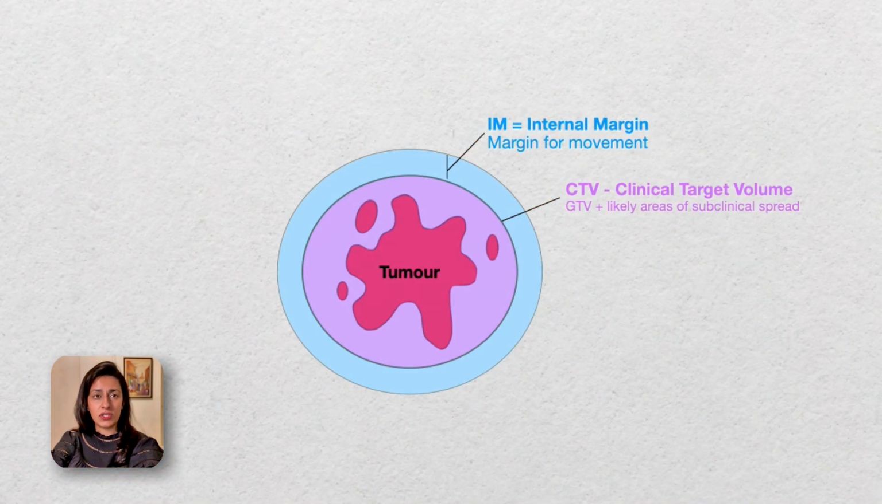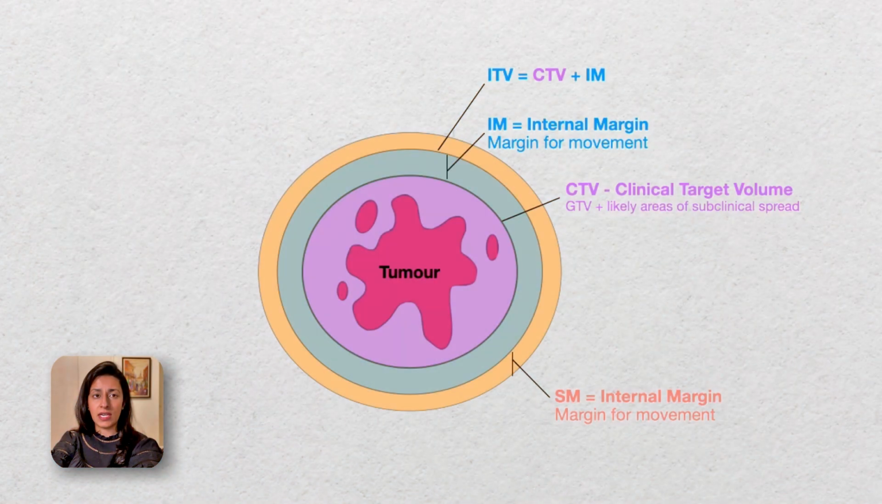The ITV is the internal tumor volume. It's a combination of the CTV and the internal margin. This ensures that the tumor remains within the radiation field throughout the treatment. This is used in 4D planning scans in which motion tracking is done to assess tumor movement over time.